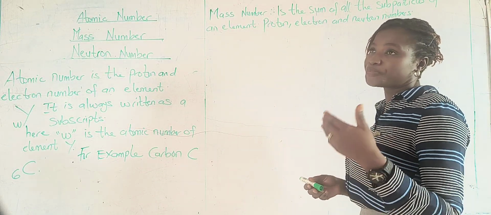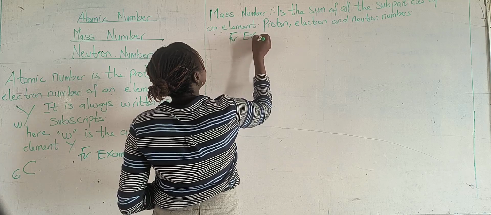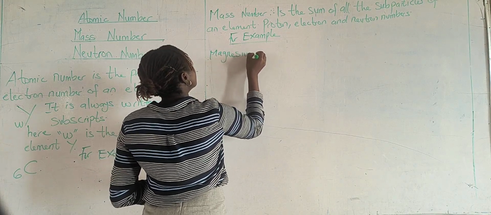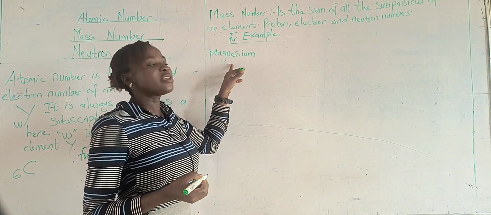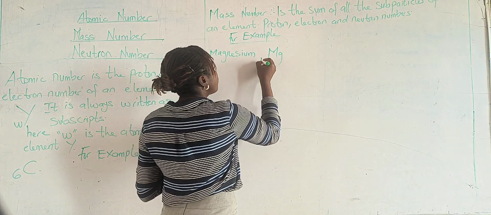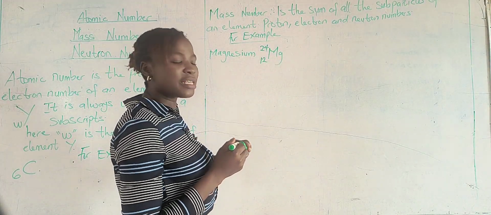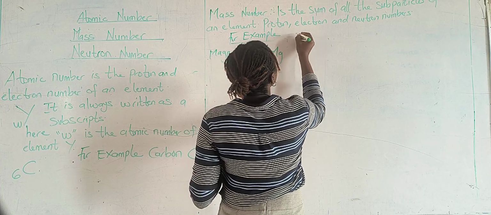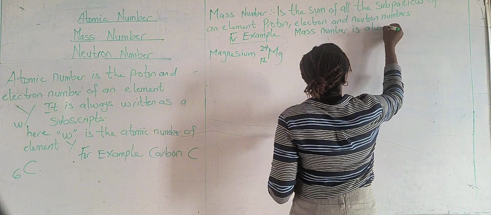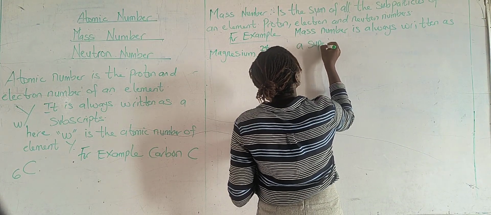Now we are given another element. Let's take magnesium, for example. Magnesium has the symbol Mg, and we are given that magnesium has the atomic number of 12, and it's having something else, which is 24. So here we can say, mass number is always written as a superscript.